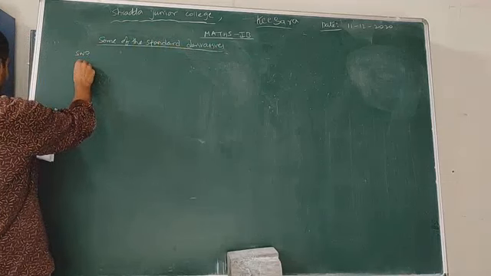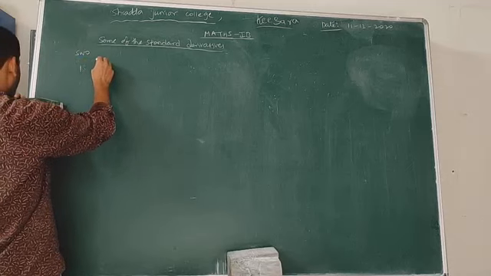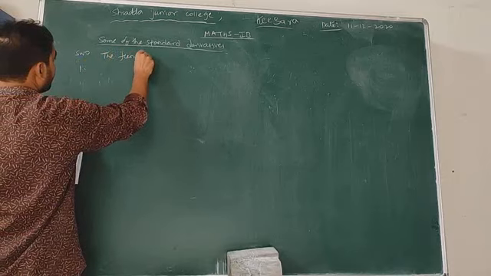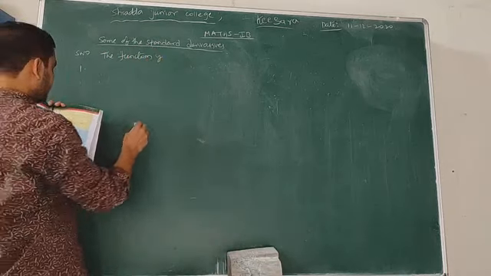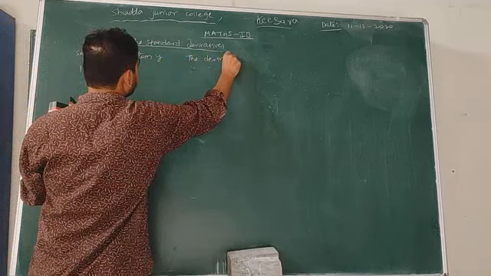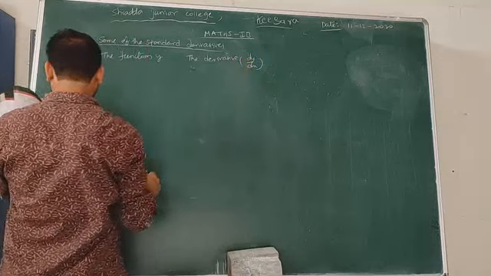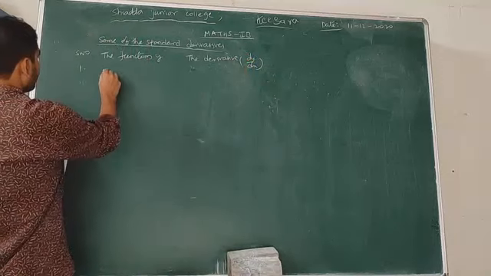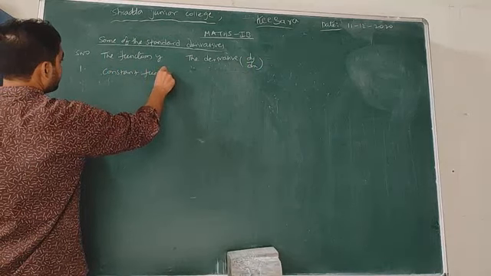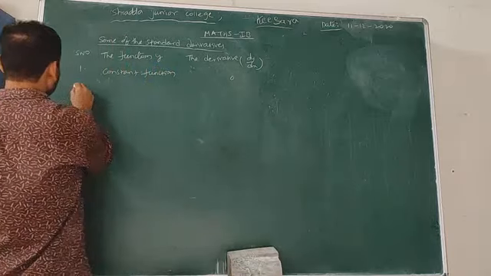Serial number 1. The function y. Next, the derivative dy by dx. First one, that is constant function. The derivative of a constant function is 0.